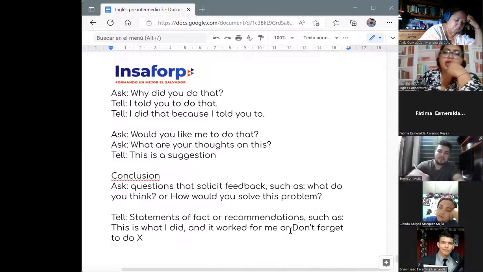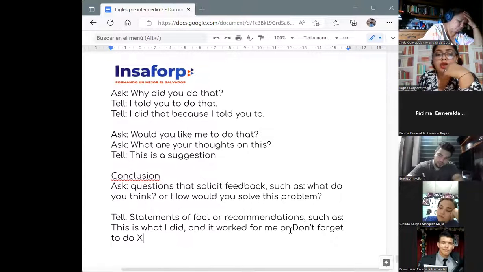So in the conclusion, we have two different things about the ask and tell. And for ask, we have questions that solicit feedback, such as, what do you think? Or how would you solve this problem?